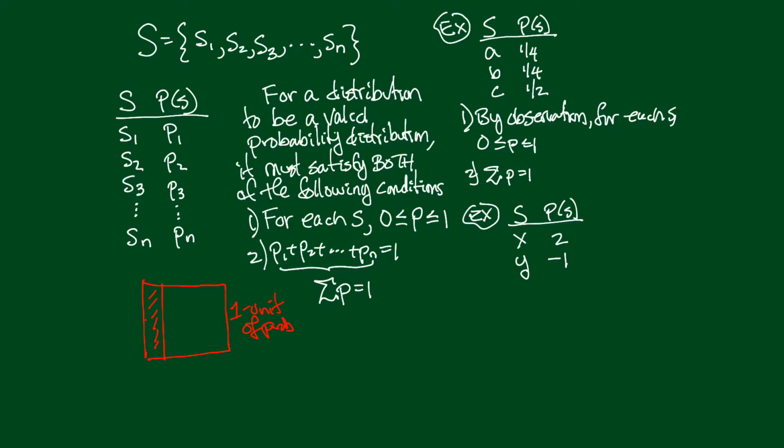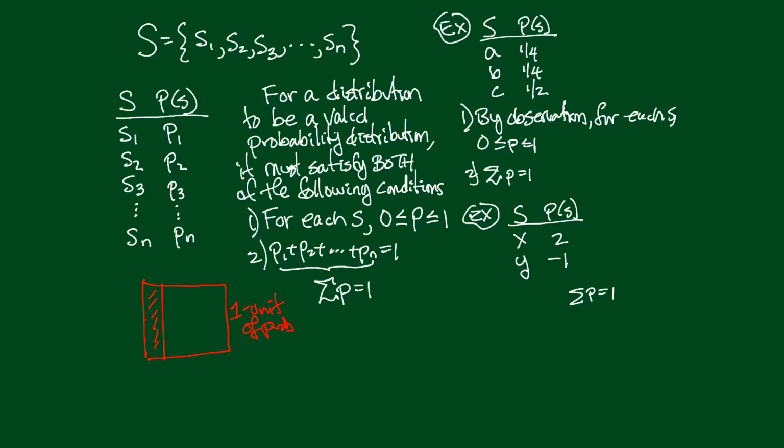Here's another example. You see this one here? We're saying that the probability of X is 2, and the probability of Y is -1. This isn't going to work. But be careful. What if you just look at this condition here? What if you just add up the probabilities? If you just added up the probabilities, you would get 1 and think, oh, that's a legitimate distribution.